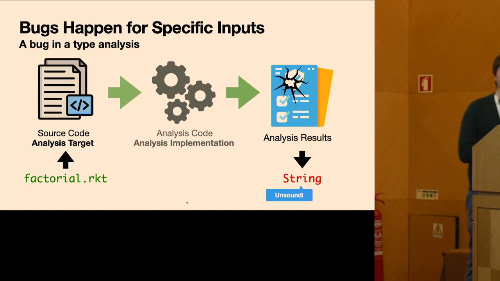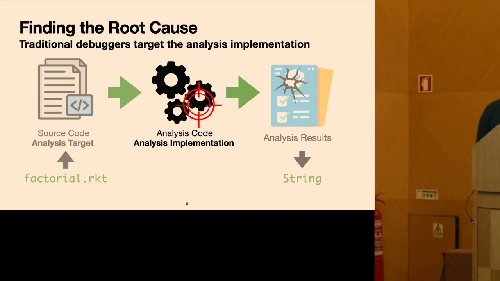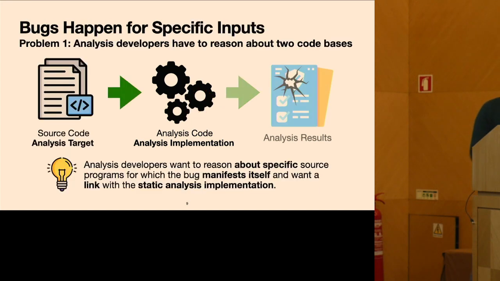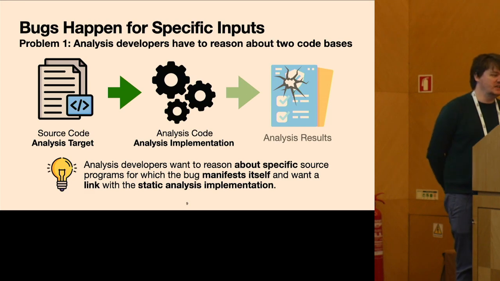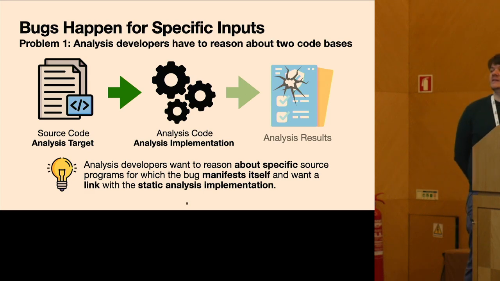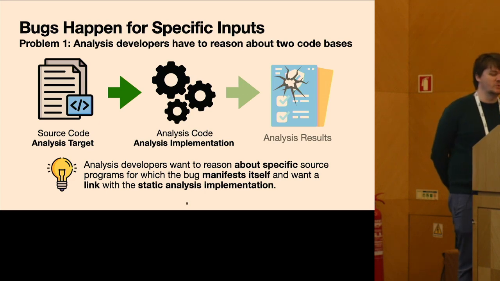What do traditional debuggers do? Well, they would target the analysis code, or what we call the analysis implementation, but that is actually quite difficult, because what we have is two code bases. We have the inputs that we are analyzing at the moment, and we also have the analysis implementation itself. And usually what we see is that if we give the analysis a specific input, then we see some bug, but with other inputs we might not see the bug. So in essence, we want to reason simultaneously about the analysis target and the analysis implementation.